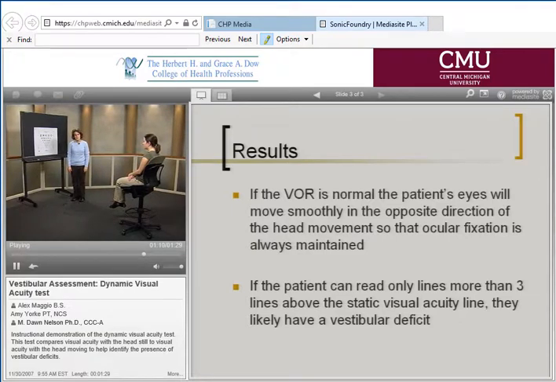The dynamic visual acuity test is considered positive if there's greater than a 3-line change. So for this patient, the dynamic visual acuity test is negative. Patients with vestibular deficits often have difficulty with dynamic visual acuity. This concludes the dynamic visual acuity test.